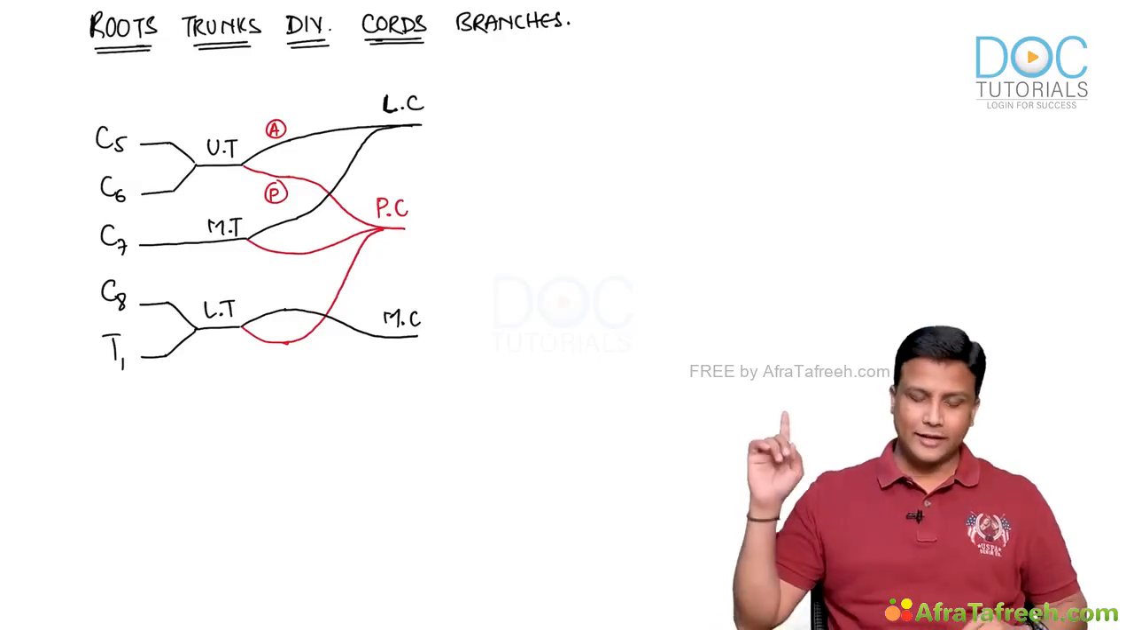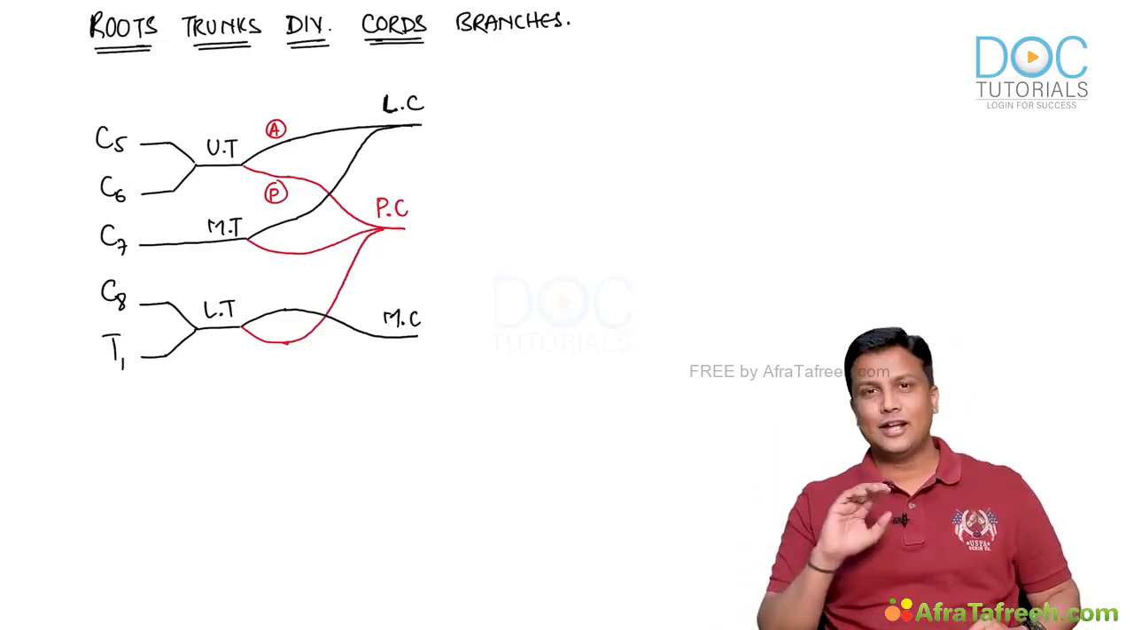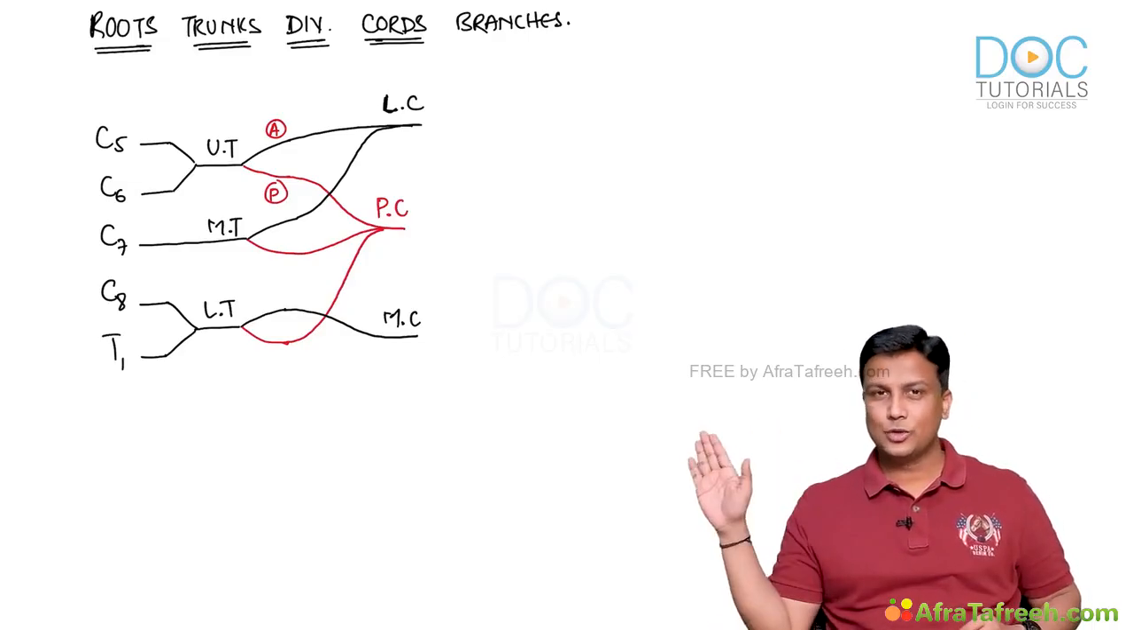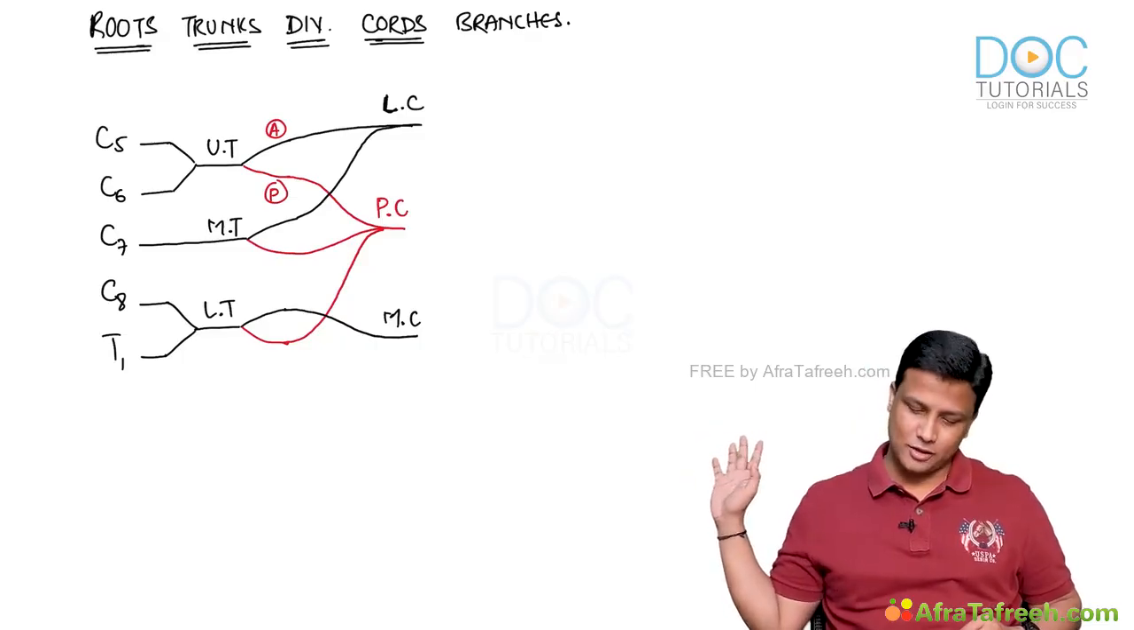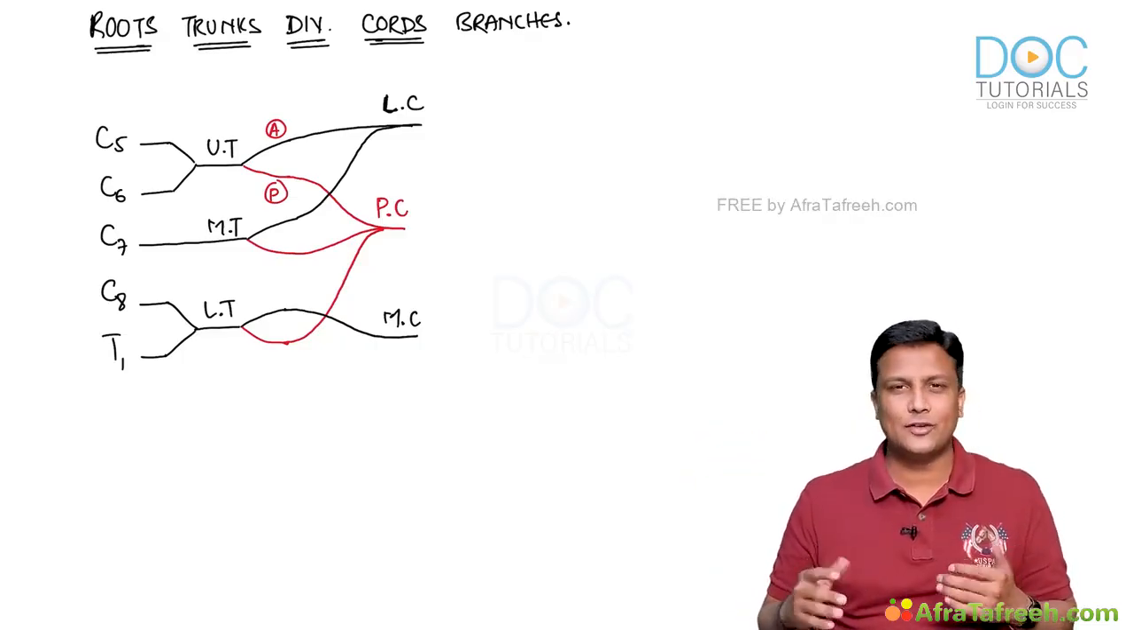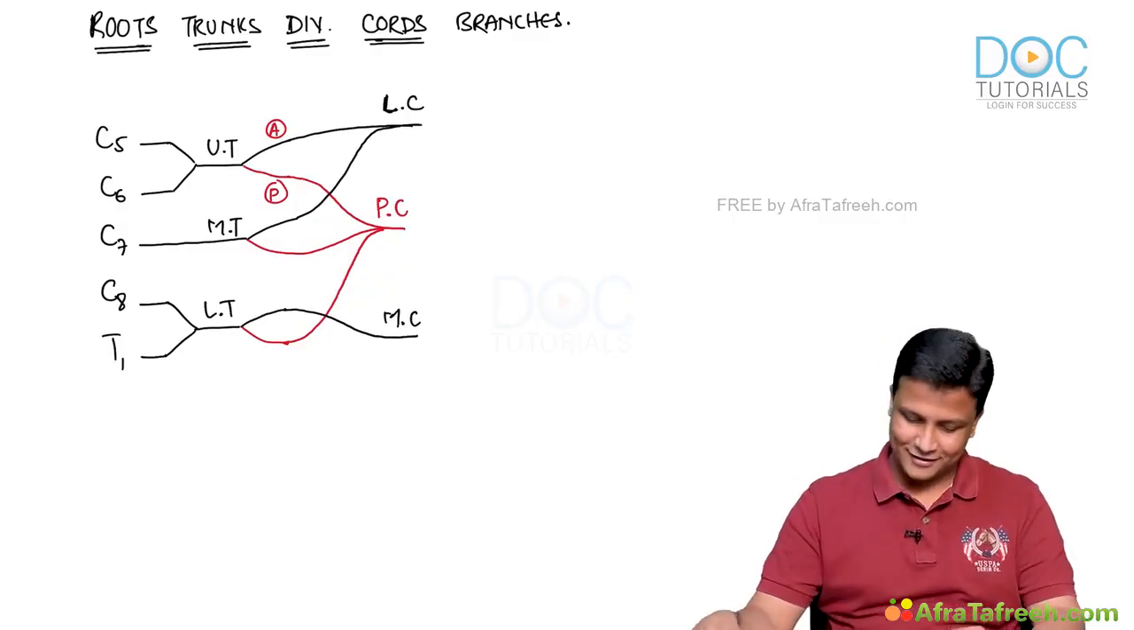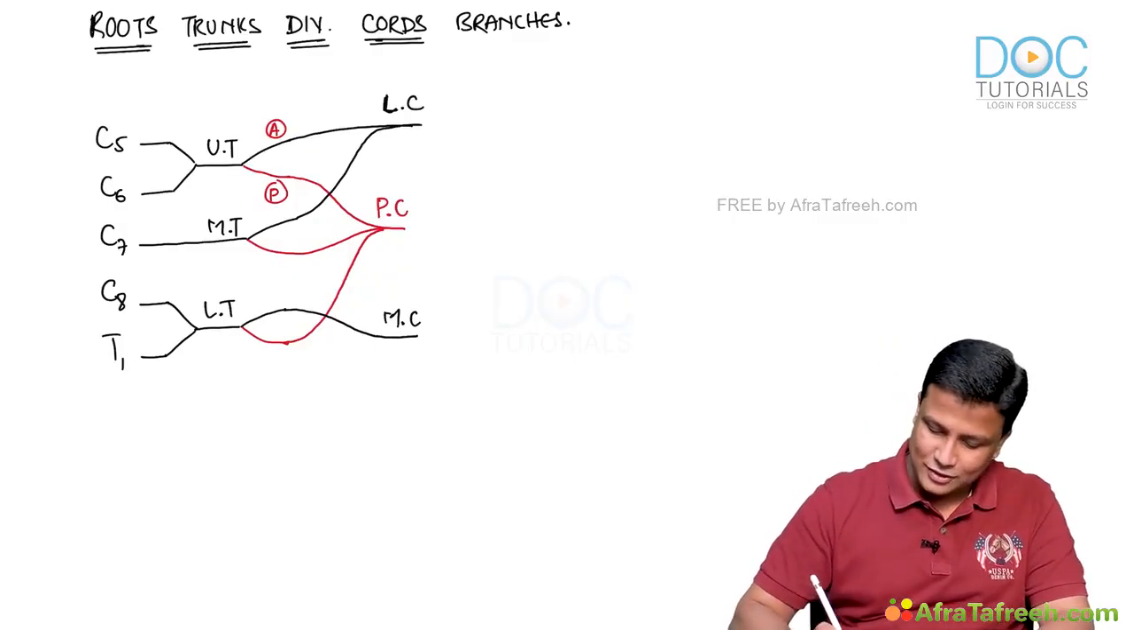And now if you're looking at the diagram here, in this diagram, we are actually done with all the 4 parts. We are done with the roots, the trunks, the divisions and the chords. And the only thing that is left out right now is branches. Okay? So let's get started with the branches.